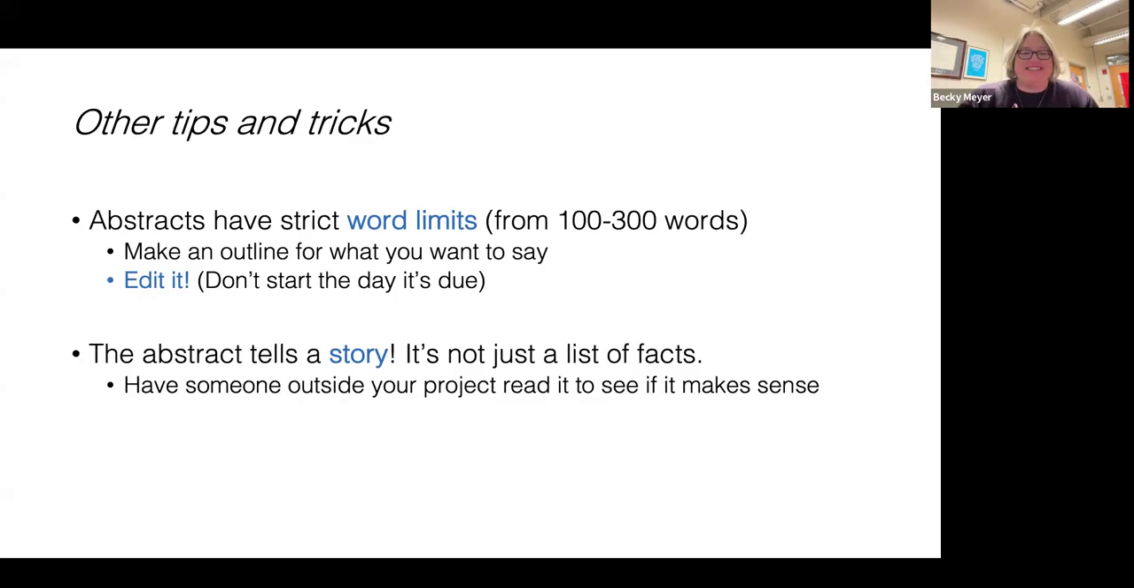The reason I tell you this is: never start the abstract the day it's due. If it's due Thursday, start tonight, start tomorrow. If you start Thursday morning, you are going to regret it so hard.